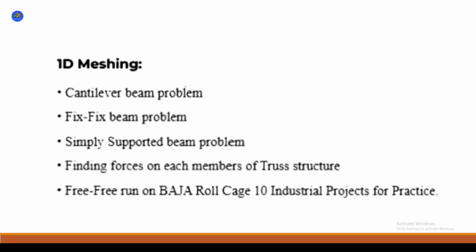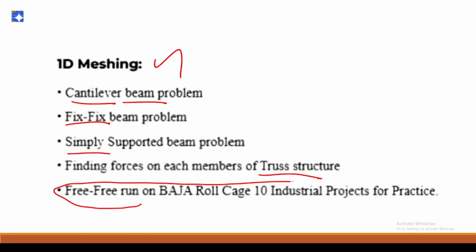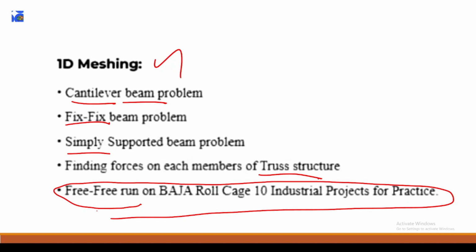Now comes the 1D meshing part, where we'll be dealing with some of the beam problems of cantilever type, fixed beam type, and simply supported, and also the truss structure. Then we'll also go for real-time applications, where we'll give some 10 industrial projects for practice.